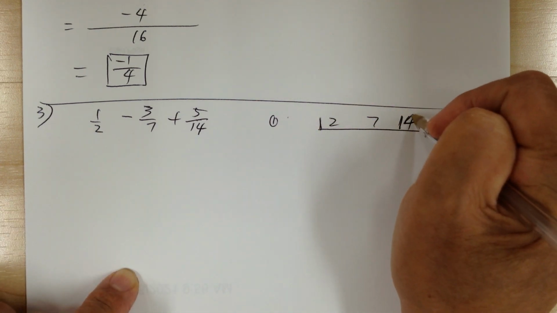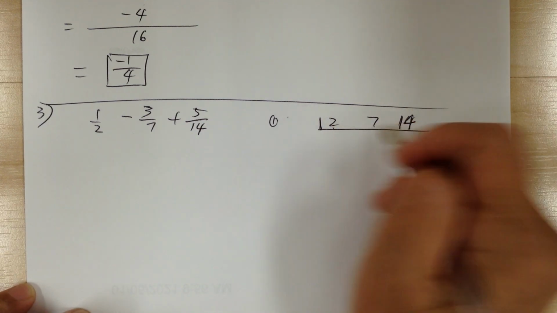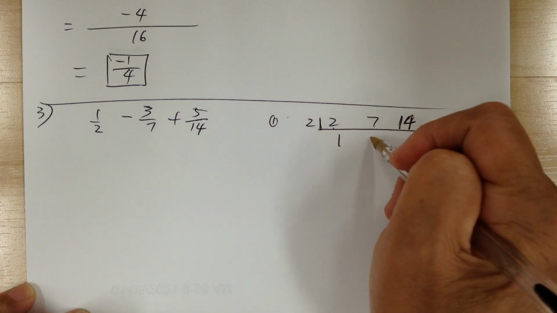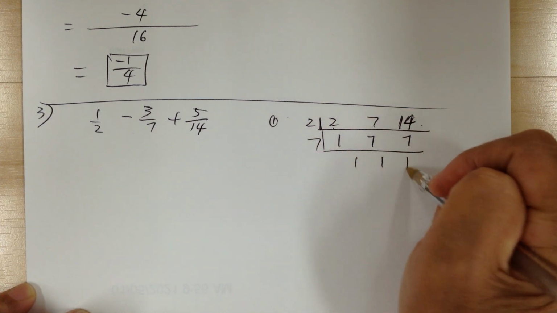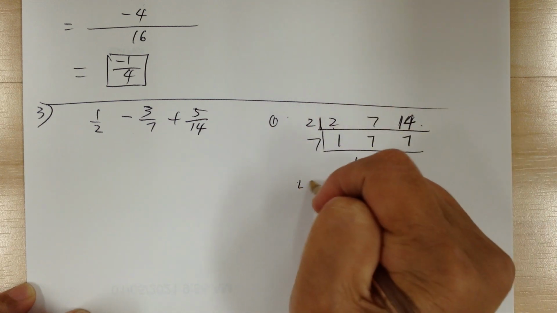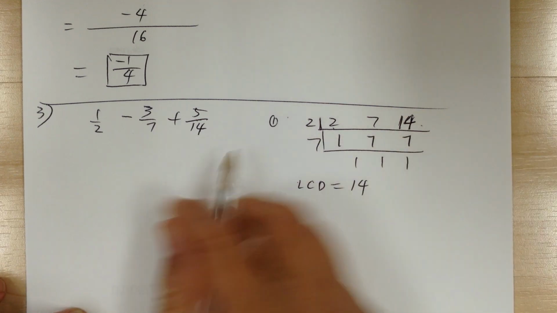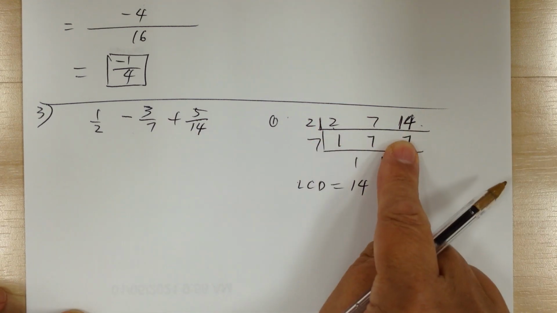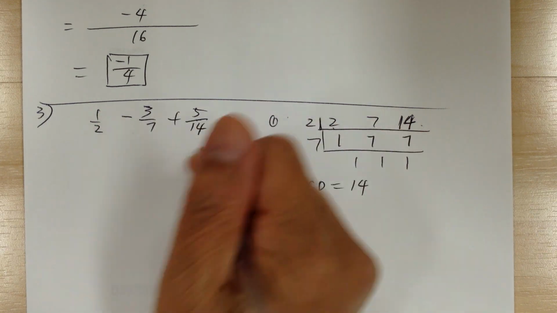Now to find the LCD, as long as two numbers can divide, you can go and do it already. So 2 and 14 you can divide by 2, so it'd be 1, 7, and 7. Then you can divide by 7, and it'd be 1, 1, 1. So your LCD is all of this multiplied together, which would be 14. If you can see it right away, you don't have to do all these steps. If it's obvious, you can just make it an LCD of 14.